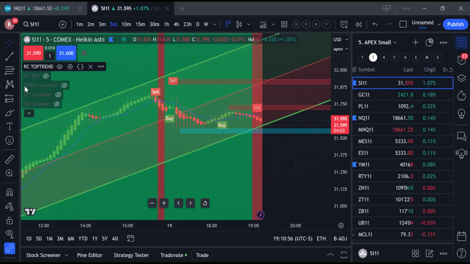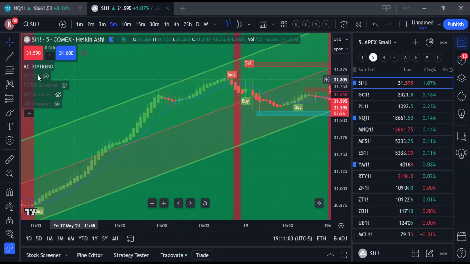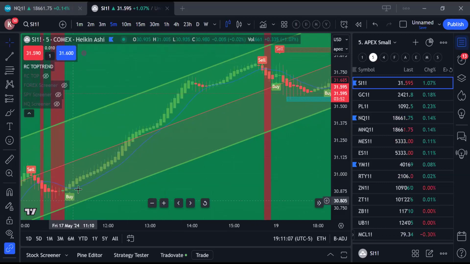This indicator name is RC top trend. So this is a top, right? We are looking at the RC top trend indicator, which is very easy for anyone. Even you can teach it to your kids. If you see buy and the color is green, you can just go and click on the buy button because the overall trend is bullish. The ticker is bullish. You have a lot of green on the chart. That means it is a bullish ticker.